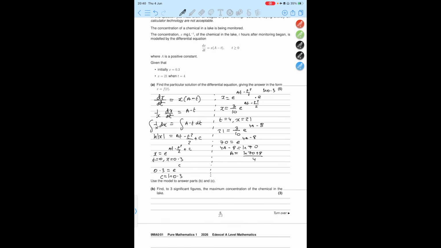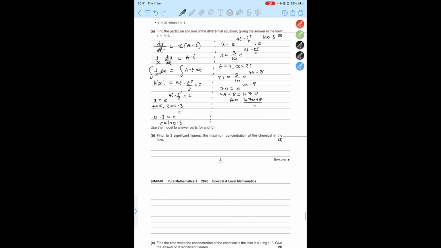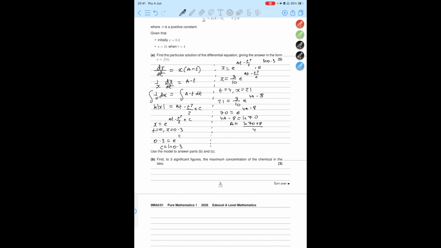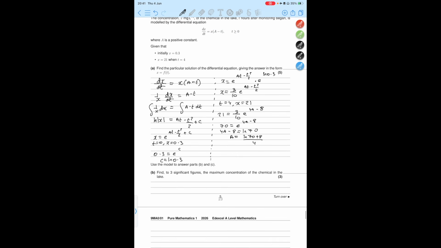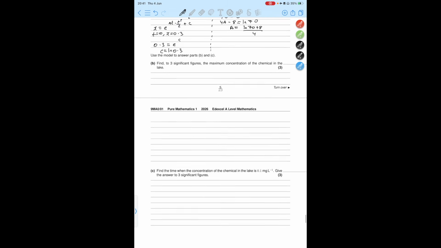So that gives us ln 70 plus 8 divided by 4, so roughly 3.06. I'm not sure if we should leave this in exact form or not because it doesn't say anything. But even though it's a bit messy, I would suggest putting it as a decimal and then storing it in your calculator for future use. Or you don't even have to because we have the exact form. So I'm going to write it and state a given to 3 significant figures.